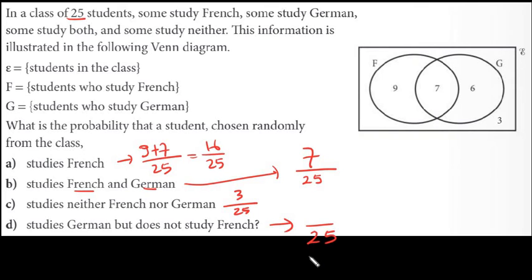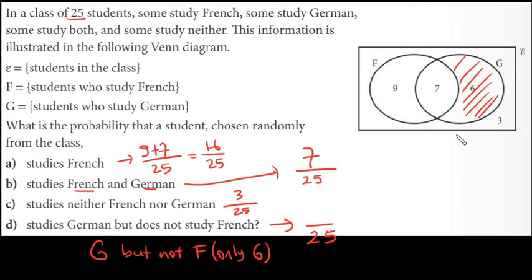Let's write 25 in the denominator, and in the numerator, German but not French. Studies German but does not study French. So it is G but not F, right? It means only G. This part of the Venn diagram represents only G, right? So it is 6 over 25 is going to be the answer.